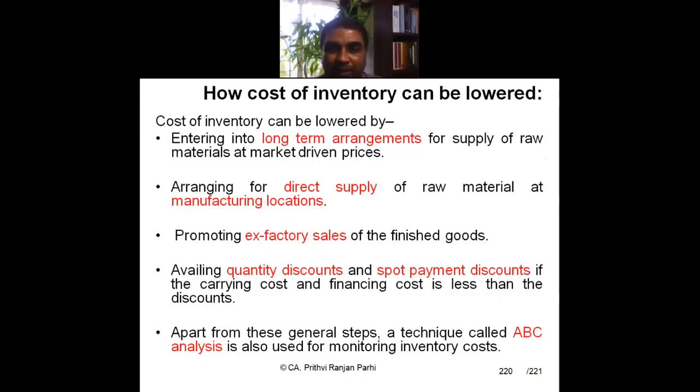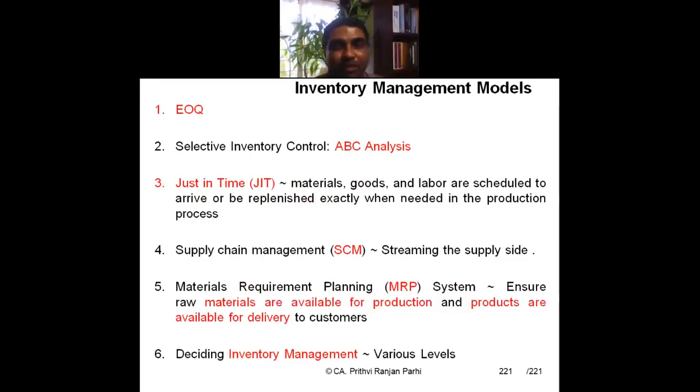And also one more technique, that is ABC analysis, that is segregating items on the basis of their value. High value items need to be properly managed. Ensure that there is always stock of these important items, the A category items. Then next important are B category items, then C category items. Like that we can segregate. There are various ways of controlling inventory cost. This is the list of inventory management models, EOQ model.